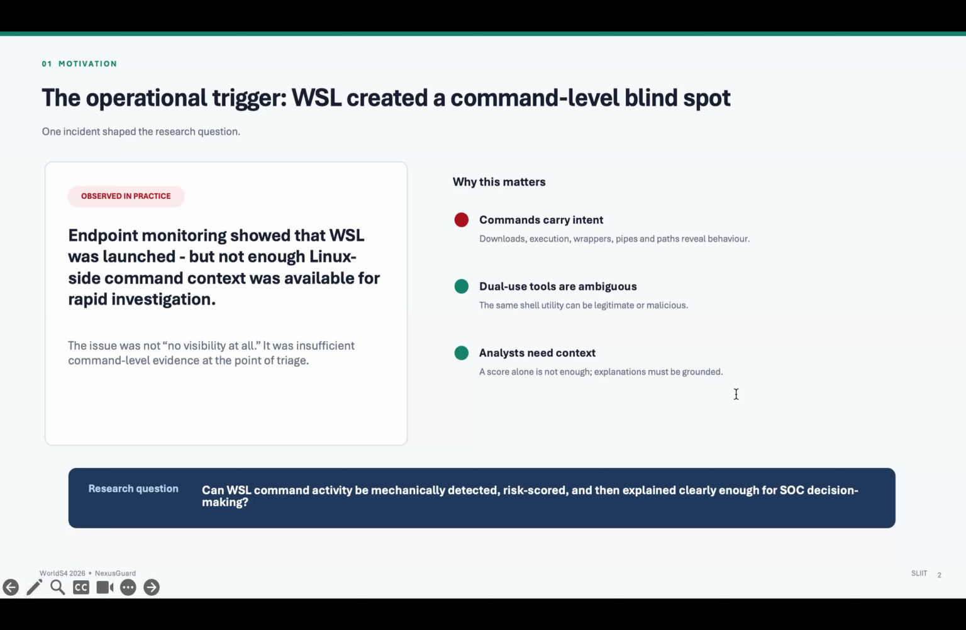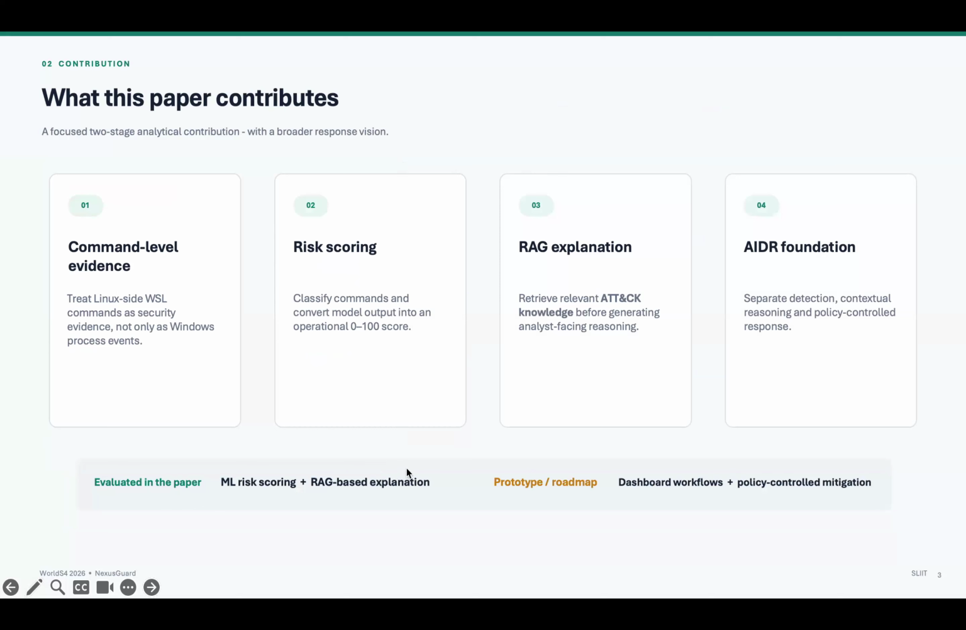So this led to our research question: can WSL commands be mechanically detected, risk scored, and then explained clearly enough to support SOC decision making? In the paper, first we treat Linux side WSL commands as security evidence rather than considering only the parent Windows process. Secondly, we classify the command and convert the model output into an operational score from 0 to 100. This allows events to be prioritized as normal, suspicious, or malicious.